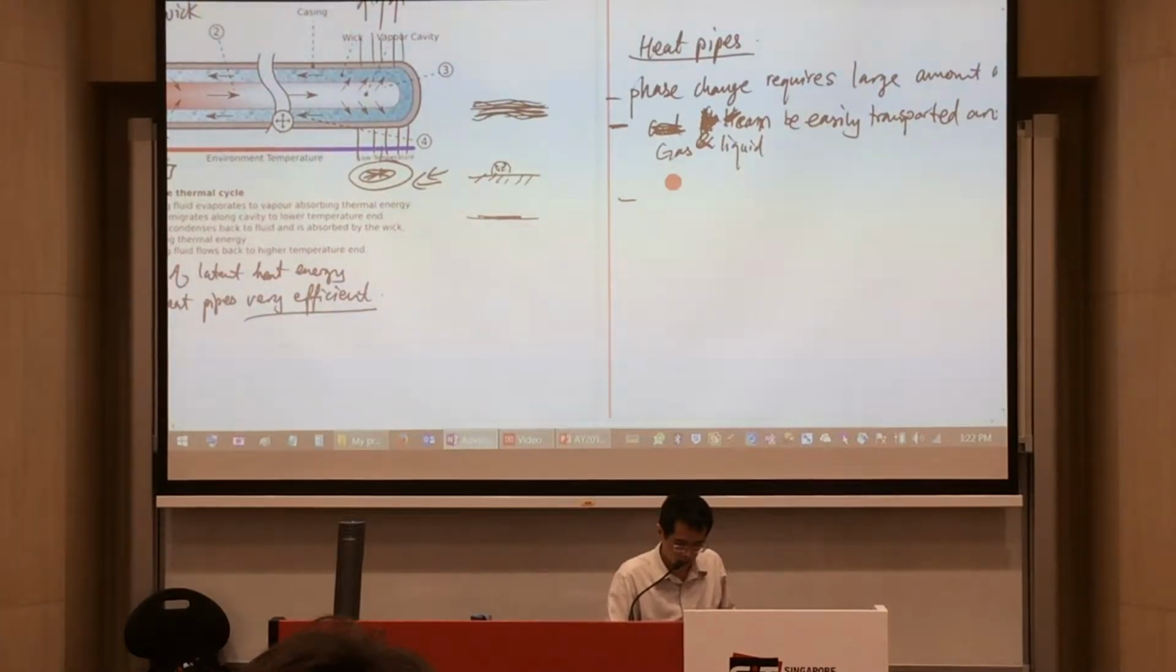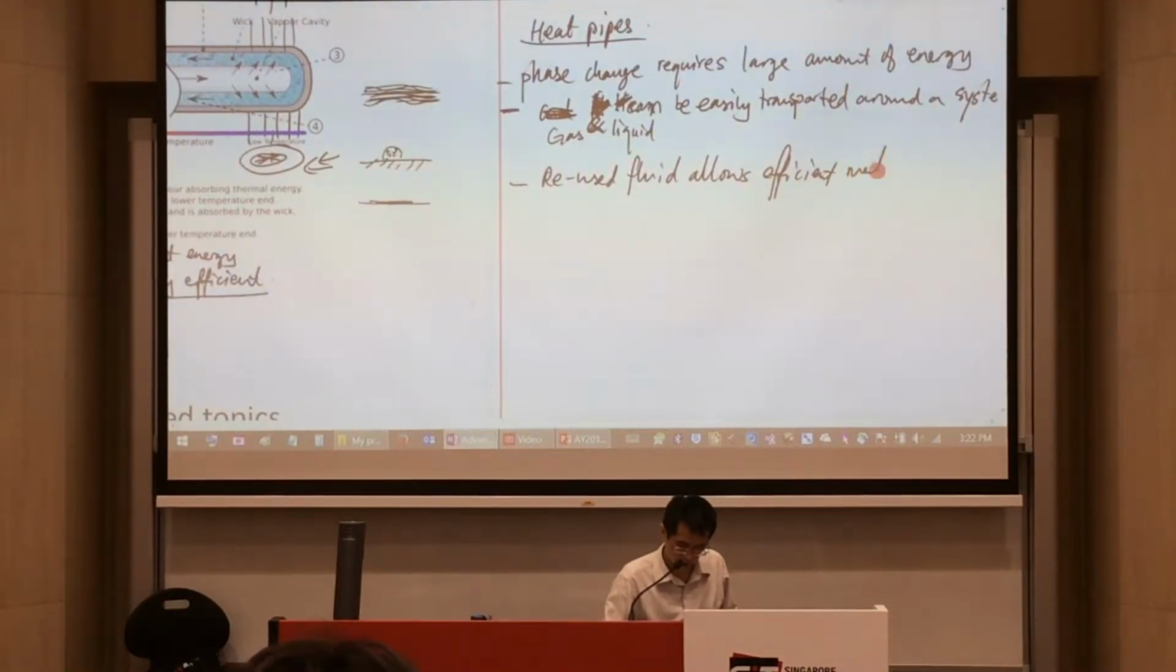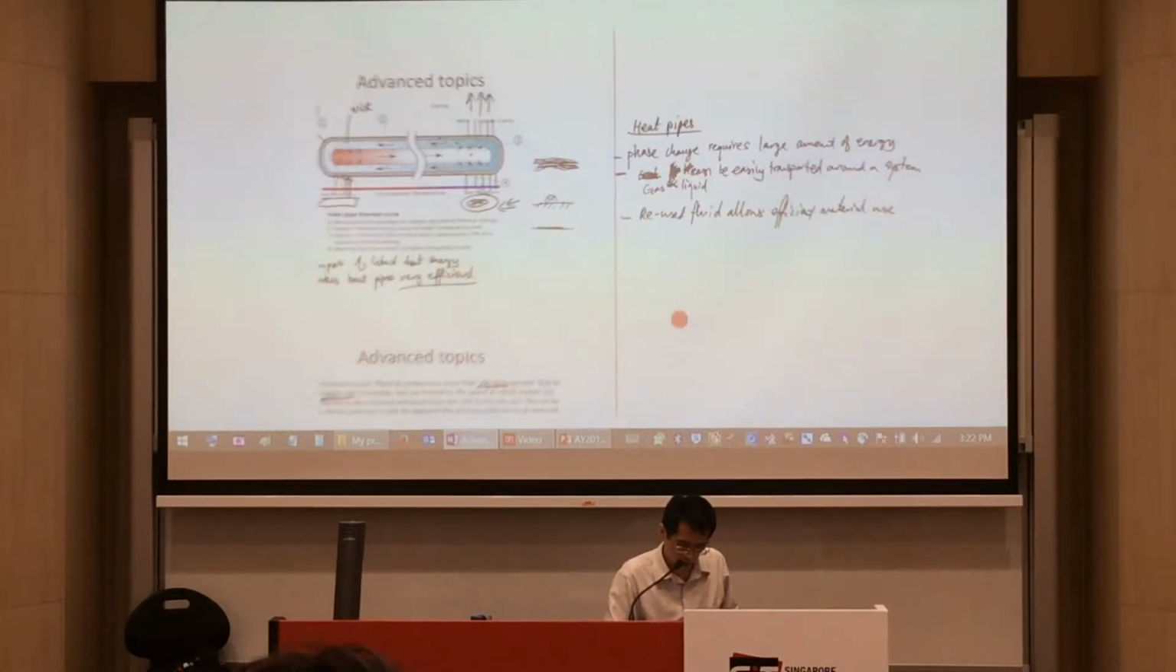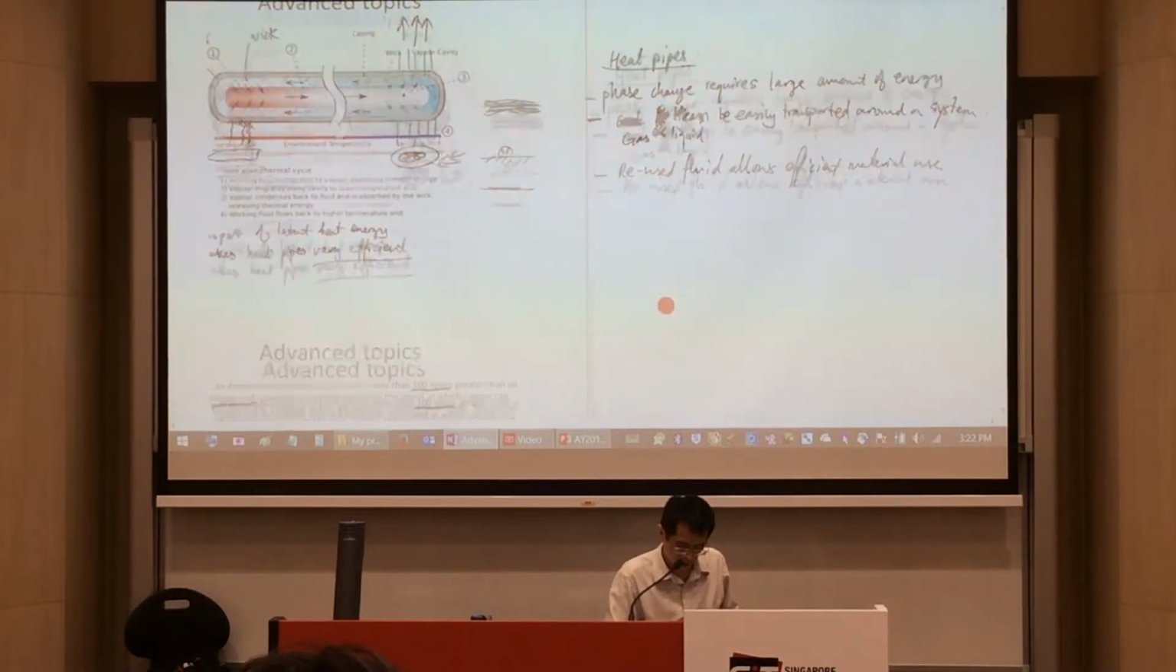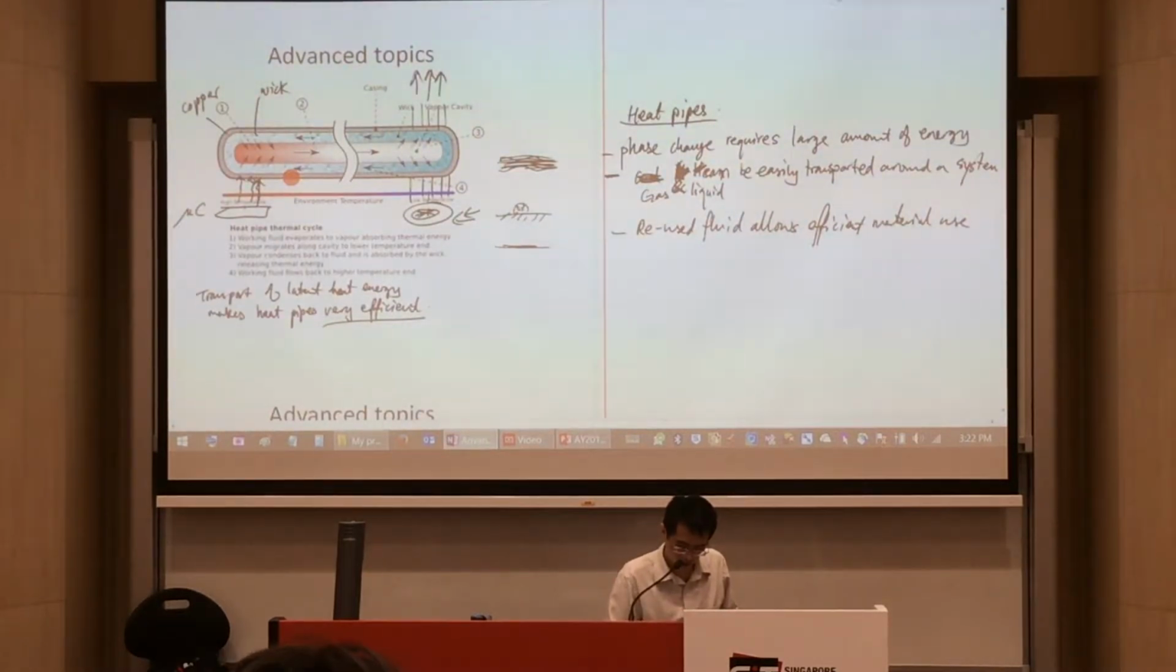The best part of this is that it could reuse the fluid and hence allows efficient material use. Because the entire structure over here is enclosed, it actually allows the fluid to be efficiently recycled again and again. So this is very attractive to us.